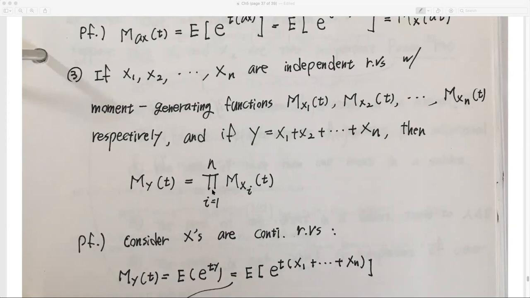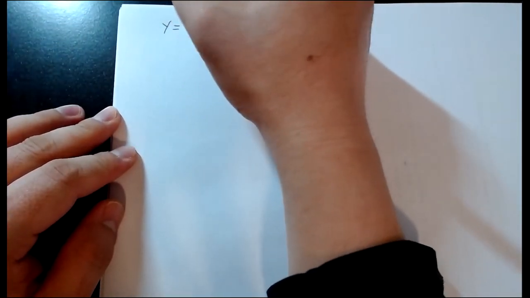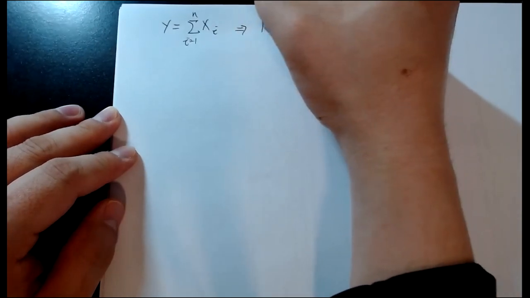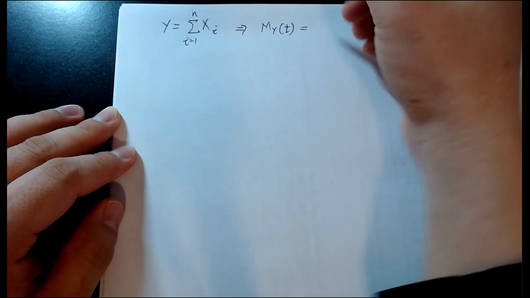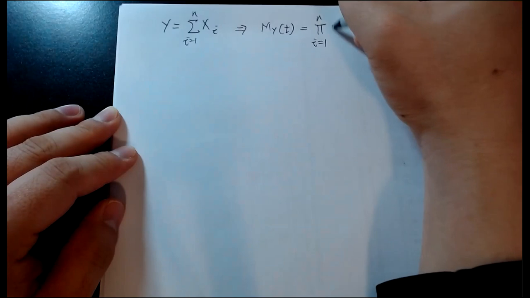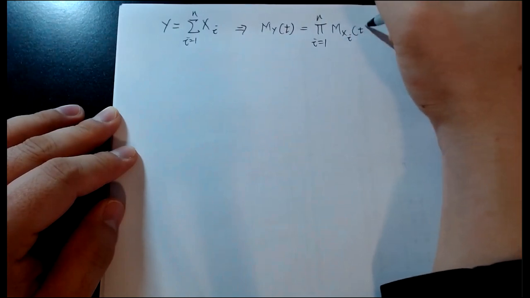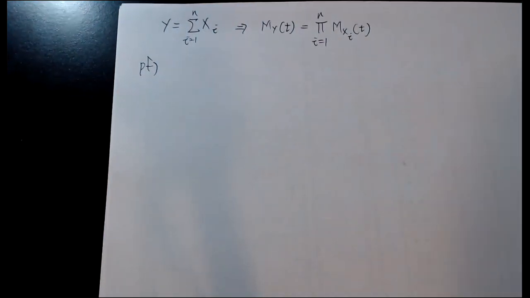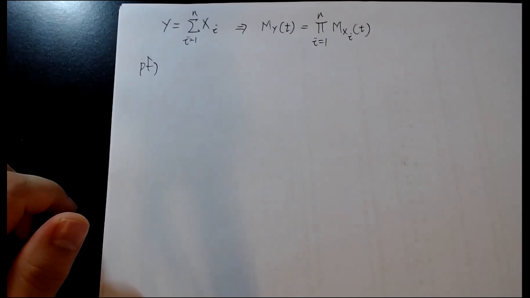So let me prove this. Right here. So let's prove this. Y is defined as the sigma, i goes 1 through n, of Xi. And then M_Y(t) is equal to the pi, i goes 1 through n, of M_Xi(t). So here's a proof. Let me prove it, and then let's just call it a day.